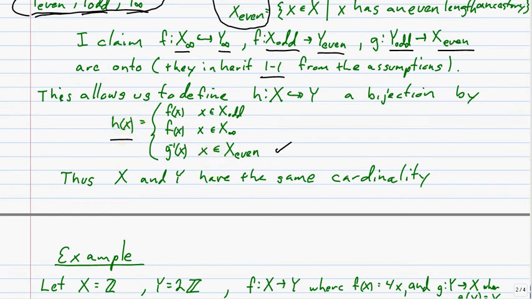Since I can create this bijection here between X and Y, X and Y have the same cardinality.